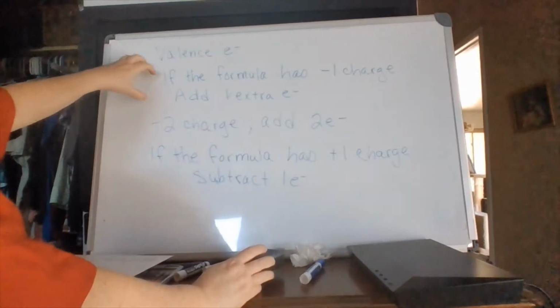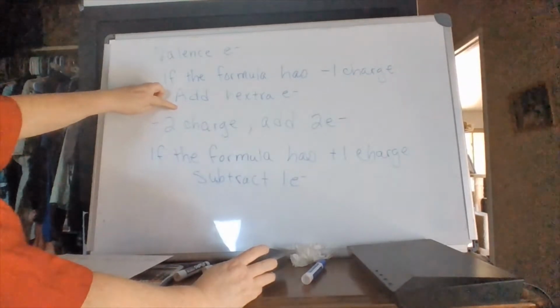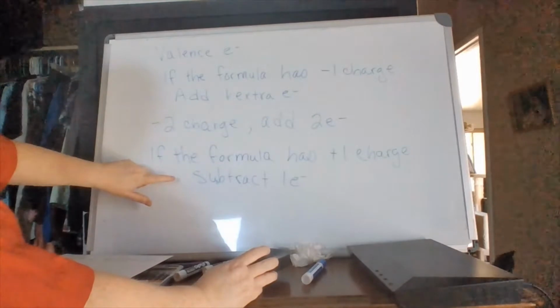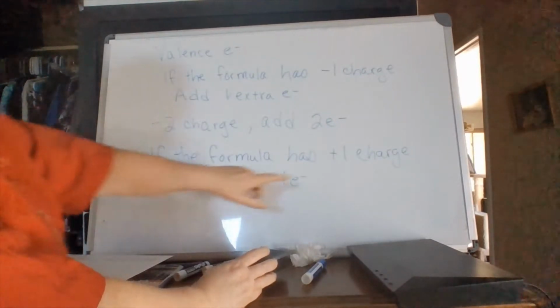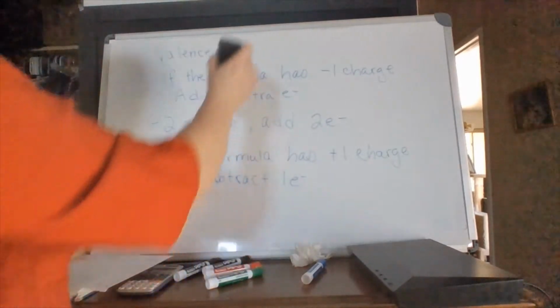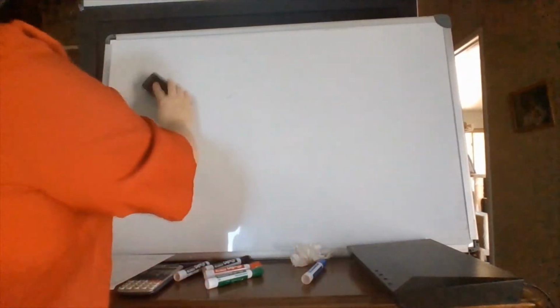Okay, so if our formula has a -1 charge, we're adding an extra electron. If it has a -2 charge, we're going to add 2 electrons. If the formula has a +1 charge, we're going to subtract an electron. Remember, electrons are negative, so it always seems a little backwards.